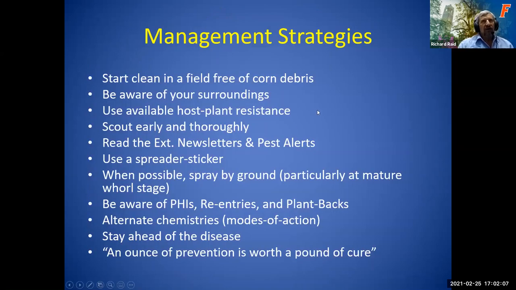So in terms of management strategies, really one of the things I want to stress is I always make a statement to growers, start clean to stay clean, okay? So you really want to start off planting in fields that are free of corn debris. The absence of corn debris is one of the reasons we don't have gray leaf spot here in Florida. All over the Corn Belt, gray leaf spot is a major problem because they have no-till, they've got debris there. That serves as a source of inoculum.